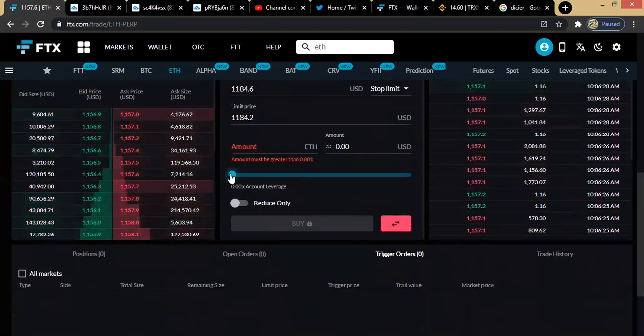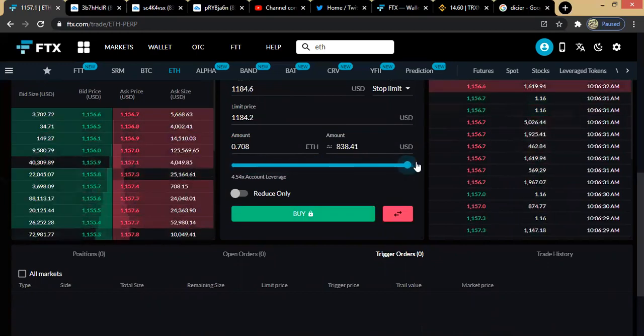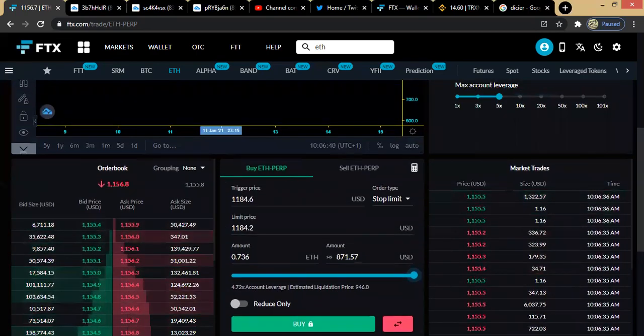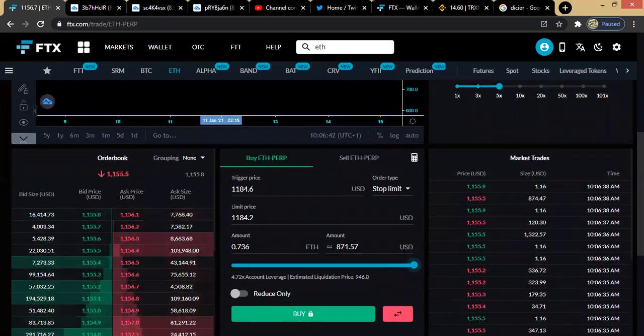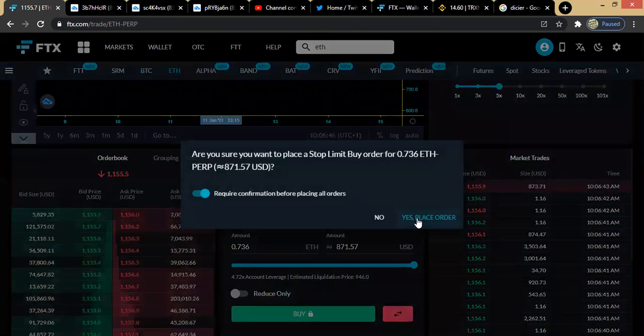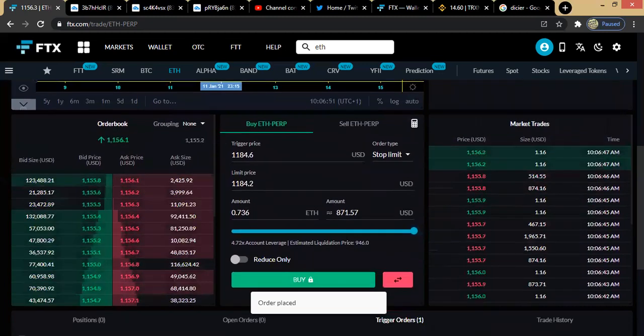Then what amount of my money do I want to use to enter the trade with? Maybe I want to use everything I have there. Okay, I drag this to the highest point. Okay, and then I go right ahead and check if everything is in order. Yeah, I click on buy. Okay, yes, place order. So what if you now drag this thing down again?